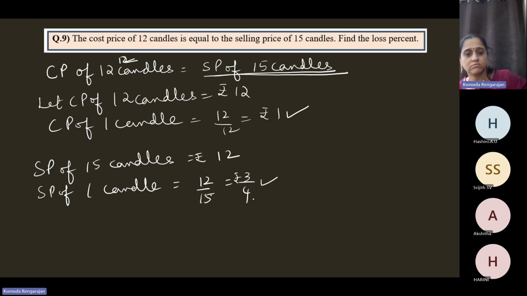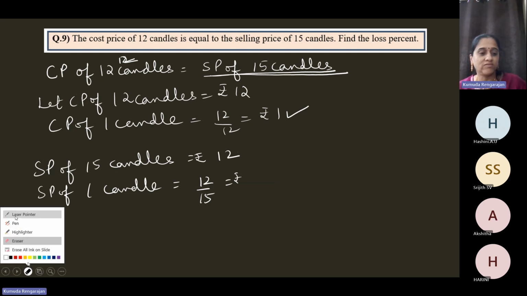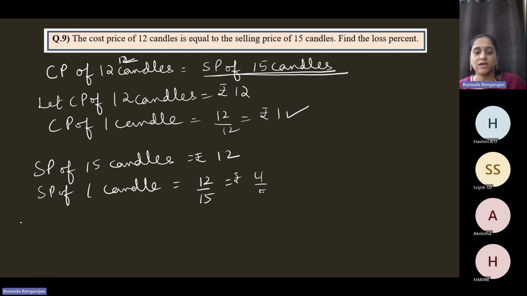Sorry? 4 by 5. Relax. Oh, sorry. 4 by 5. Okay, 4 by 5. Sorry. Anyways, it's a proper fraction. Its value is less than 1. 4 by 5 is a proper fraction. Its value is less than 1.